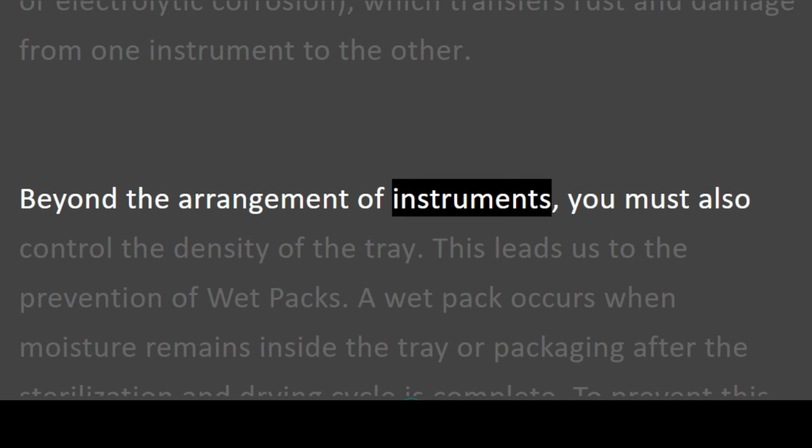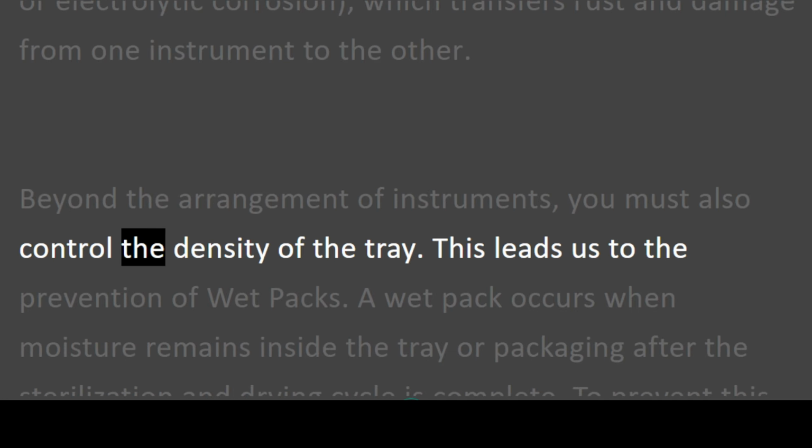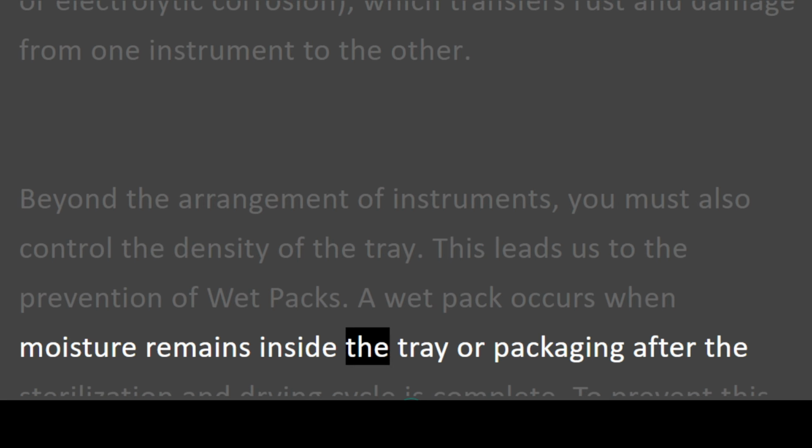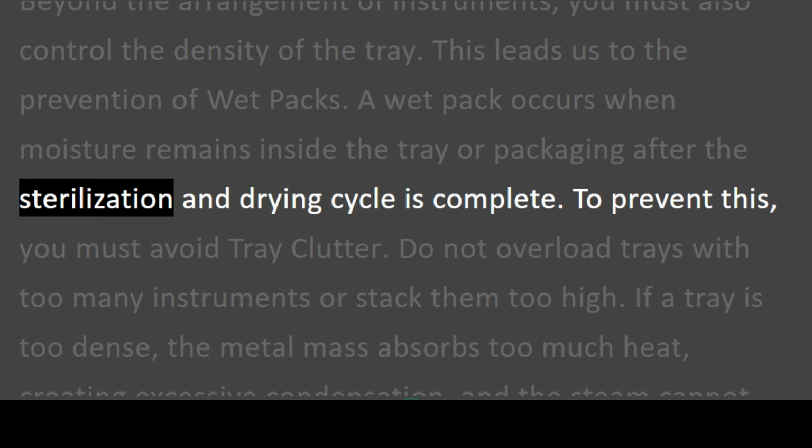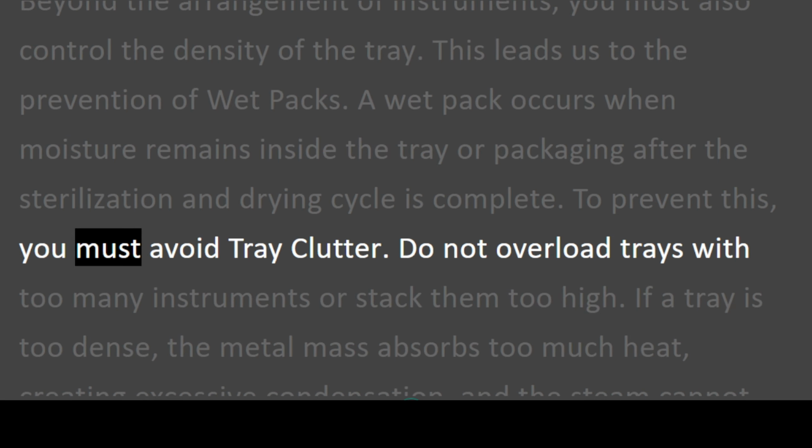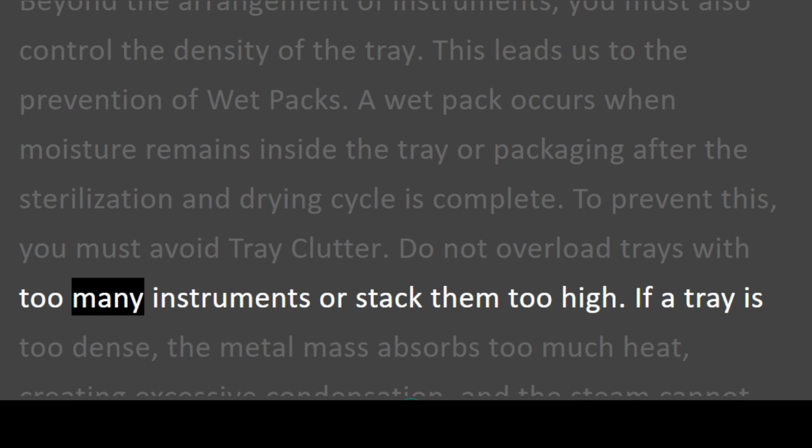Beyond the arrangement of instruments, you must also control the density of the tray. This leads us to the prevention of wet packs. A wet pack occurs when moisture remains inside the tray or packaging after the sterilization and drying cycle is complete. To prevent this, you must avoid tray clutter. Do not overload trays with too many instruments or stack them too high.